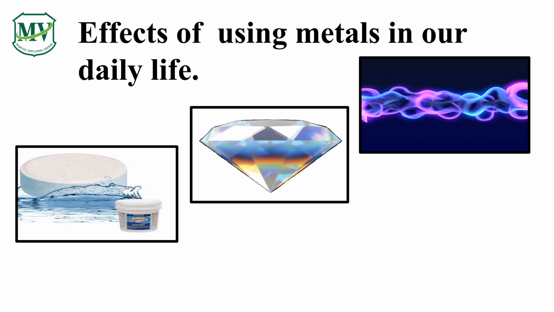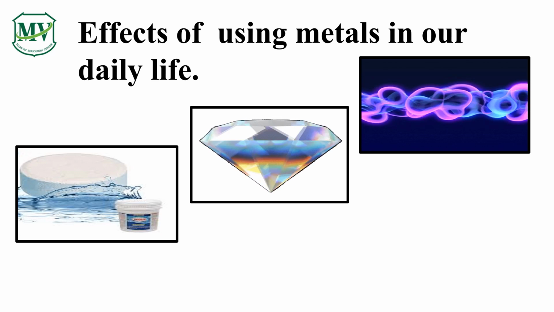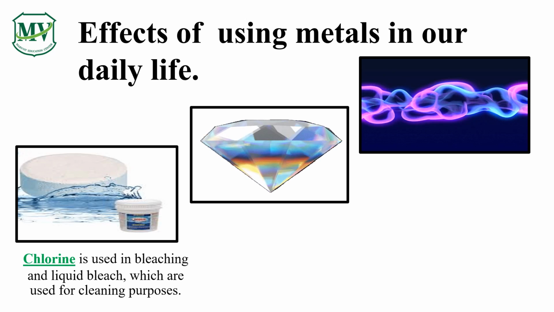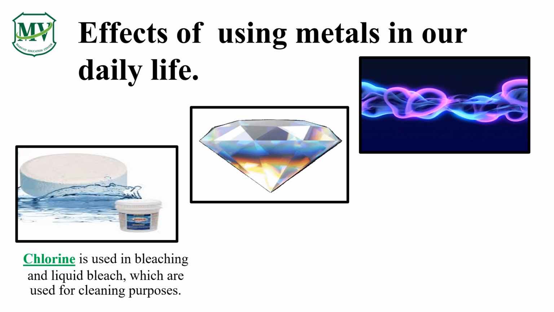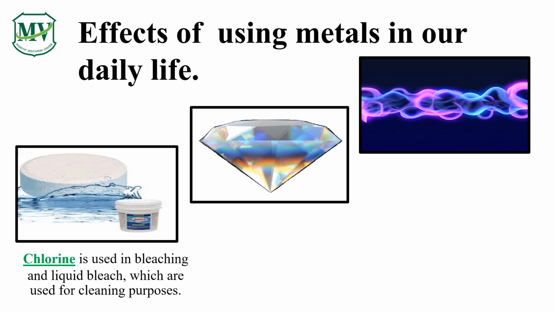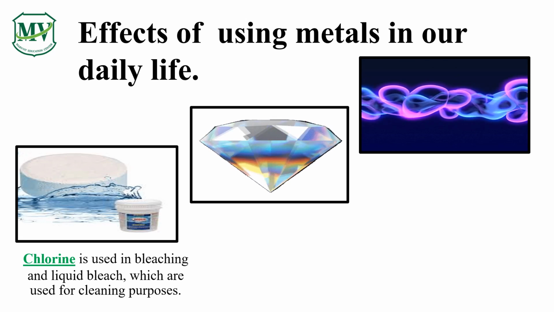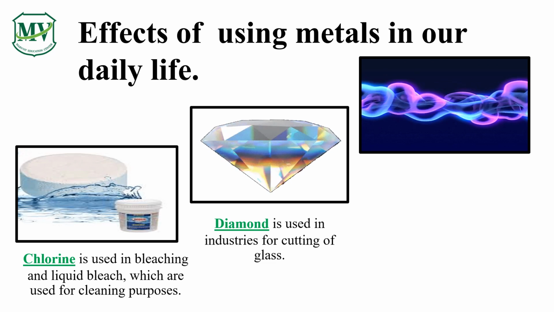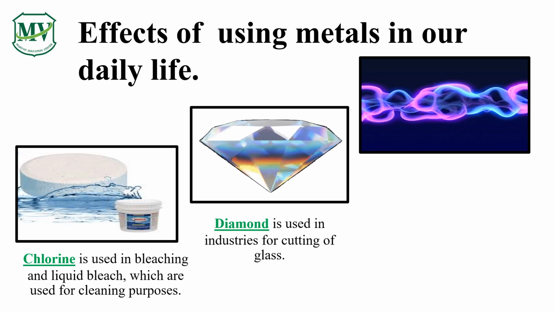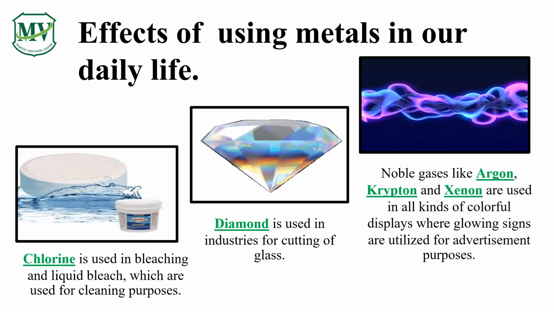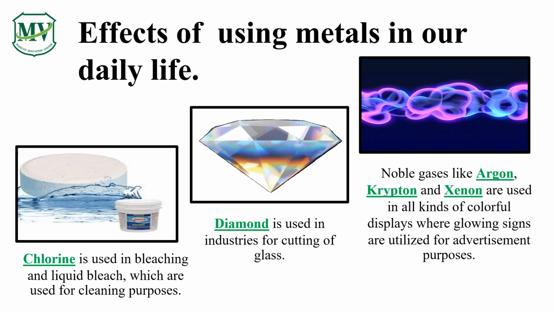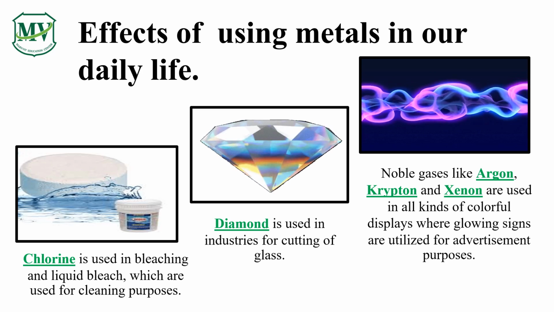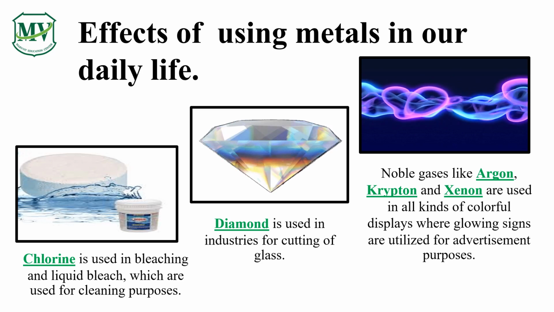Do you know that the water you drink is being purified? Chlorine is used in bleaching and liquid bleach, which are used for cleaning purposes, but is also used for purification of drinking water supplies as it helps in killing the bacteria. Diamond is used in industries for cutting of glass. Noble gases like argon, krypton, and xenon are used in all kinds of colorful displays where glowing signs are utilized for advertisement purposes.